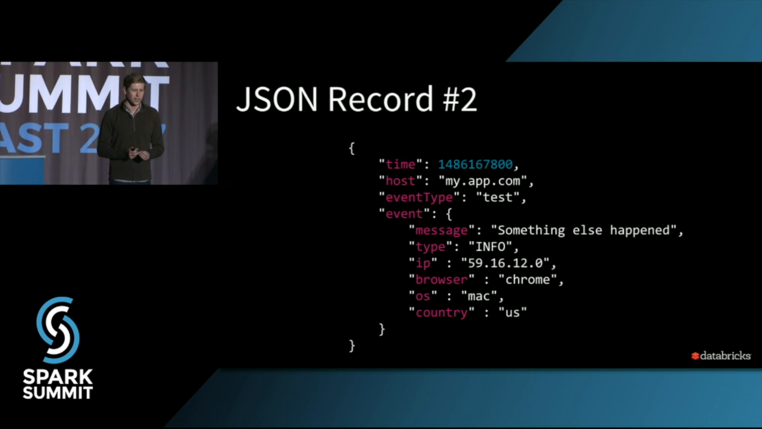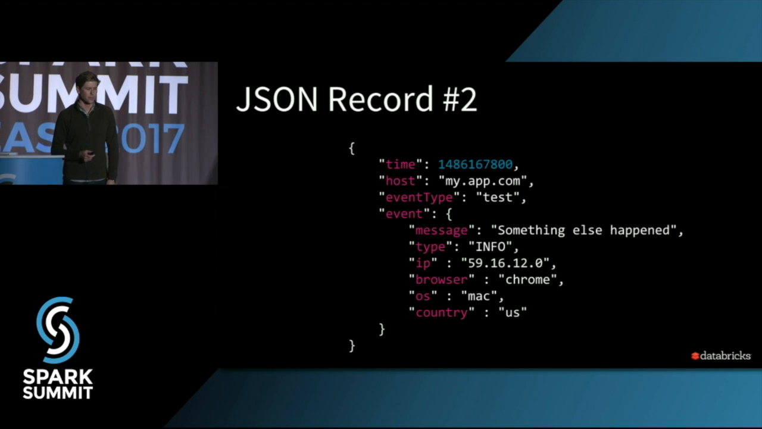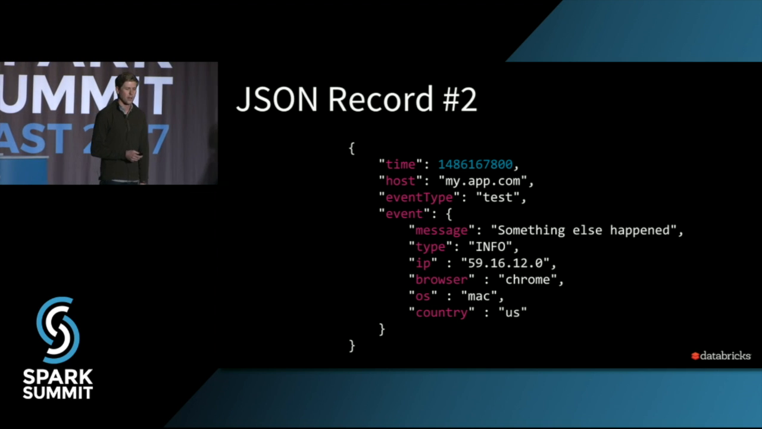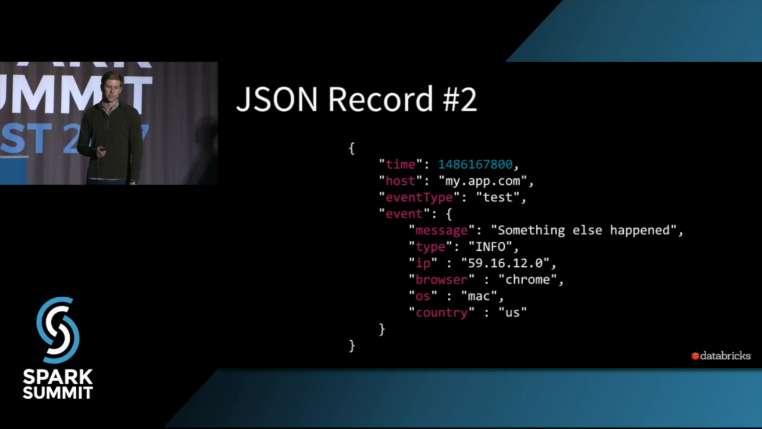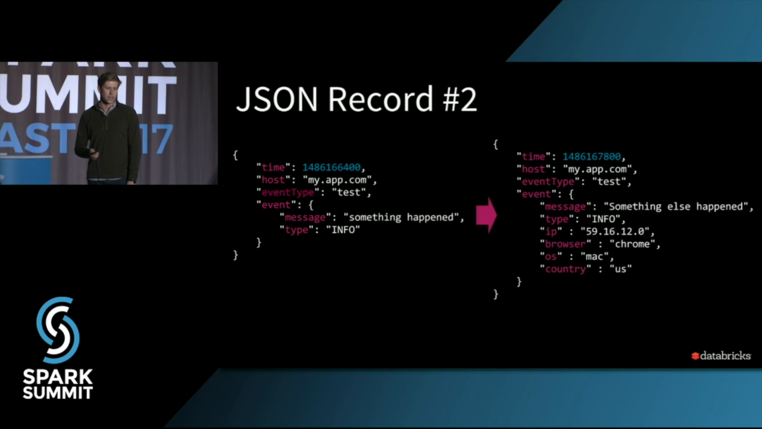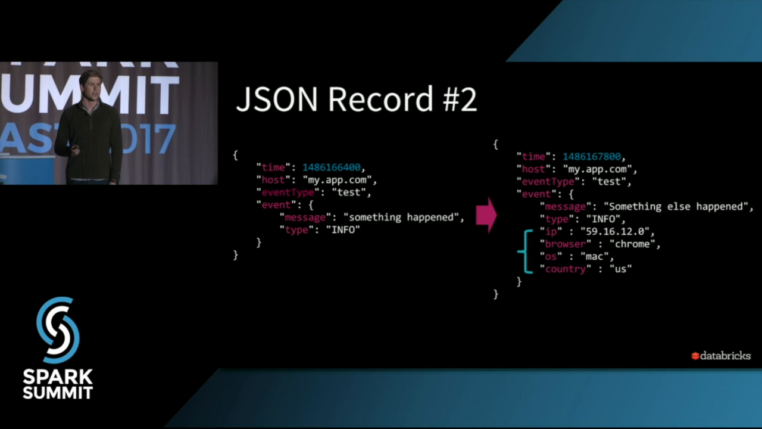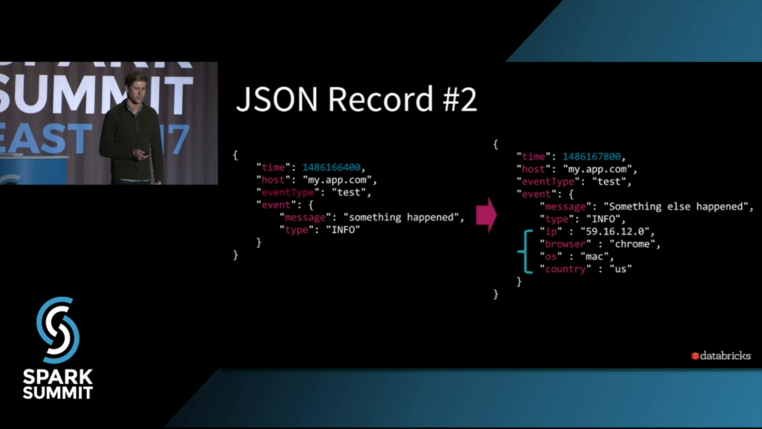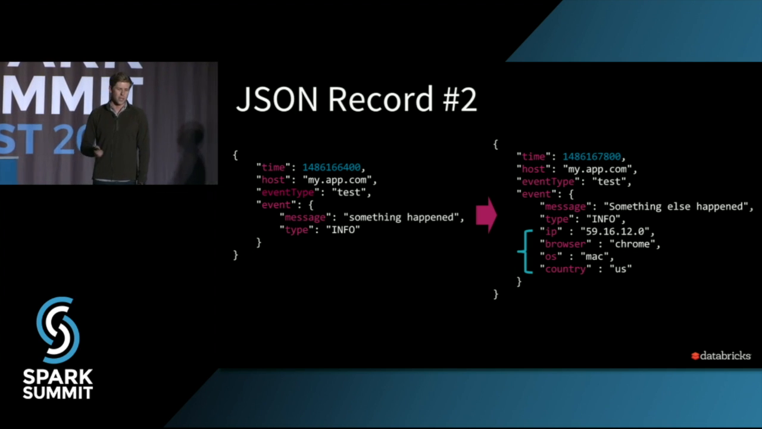If we look at the second record, which is going to have more information, maybe a different event type, or maybe there's just more information in this particular event, and you can see we have more information in that nested field: IP, browser, OS, country.